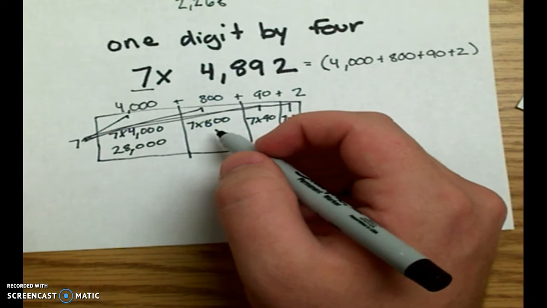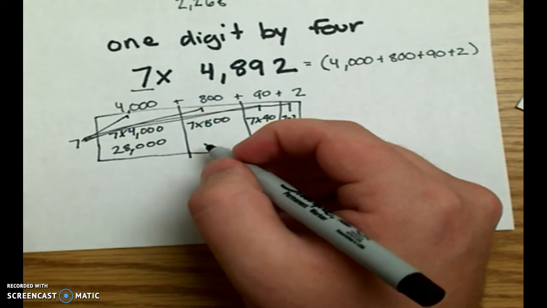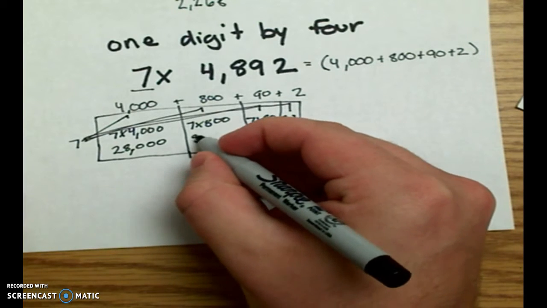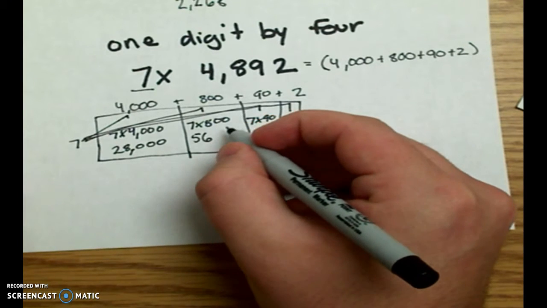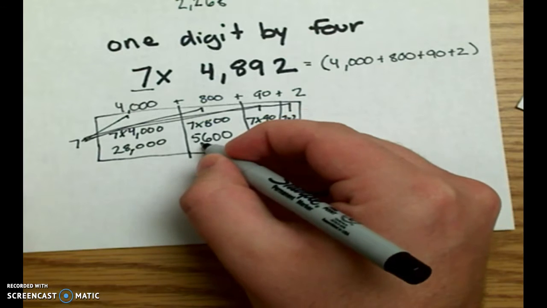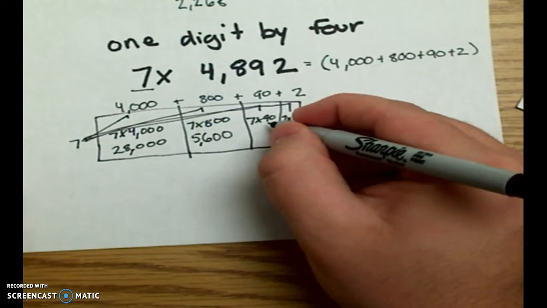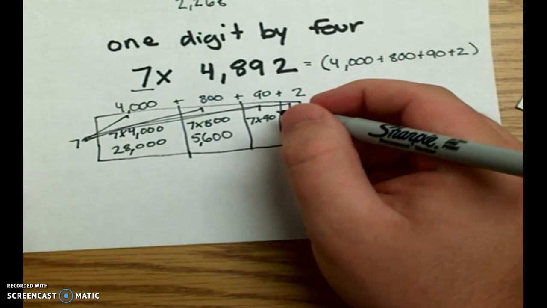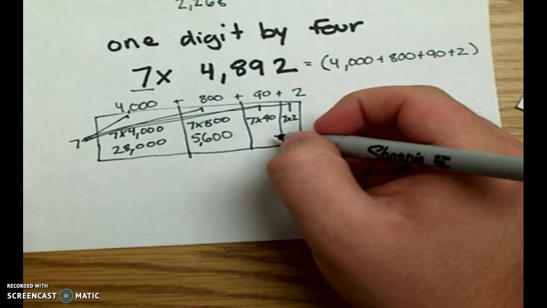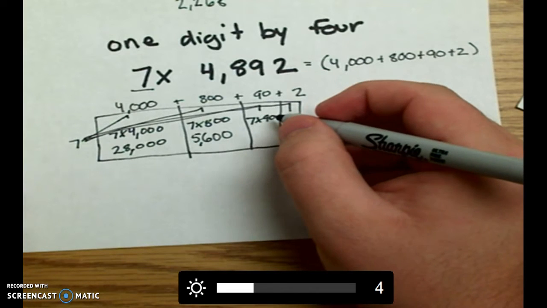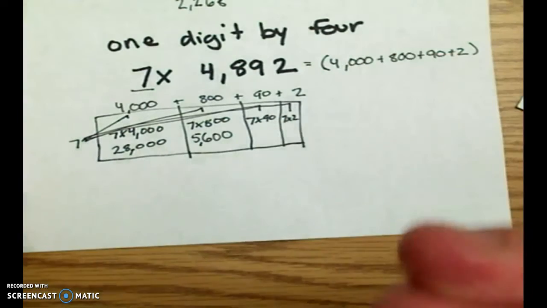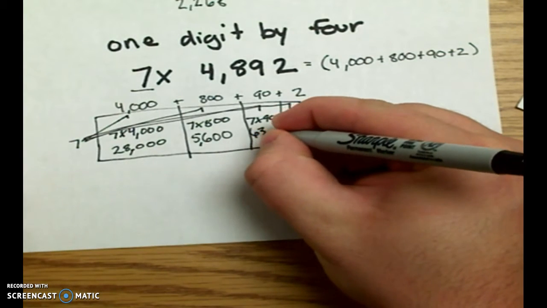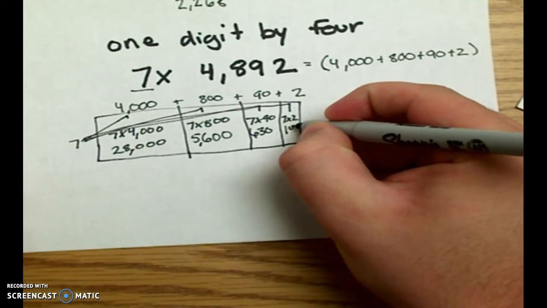7 times 8 is 56. Remember, I told you that was the hard one I always had trouble with. So 56, and it's 800, so 5,600. 7 times 90, you do the 7 times 9 first, and that is 63. Then you think it's 9 tens, so it's 63 tens, and that's 630. And 7 times 2 is 14.